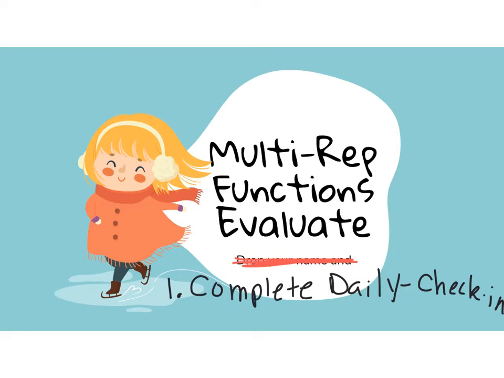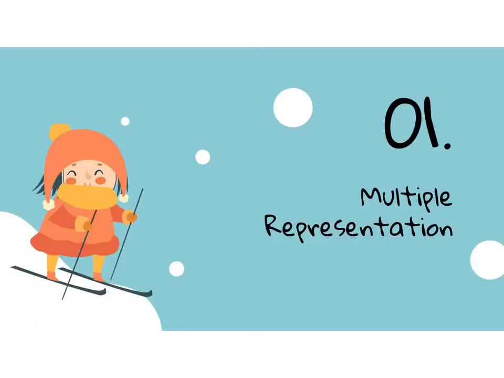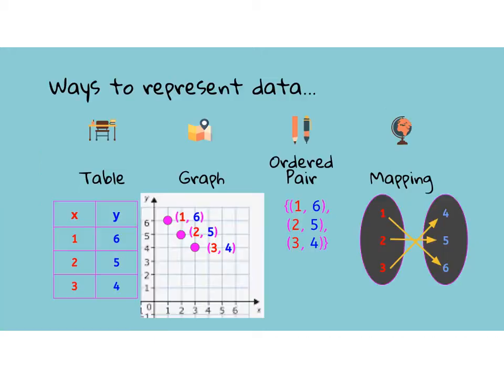So today we are going to look at multi-rep functions and evaluating. First of all, we're going to look at multiple representations. So what does multiple representations mean? That means that we can represent data in multiple different ways. These are the 4 ways that we can represent data. We can represent it as a table, as a graph, ordered pair, and mapping.